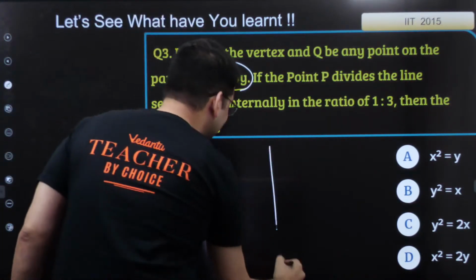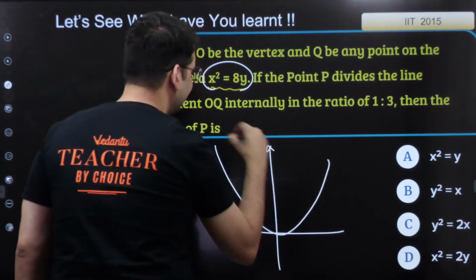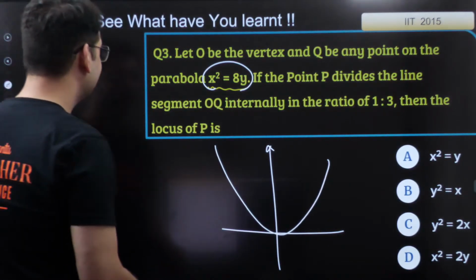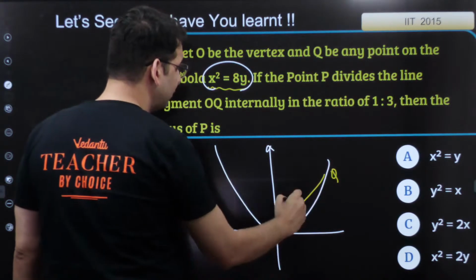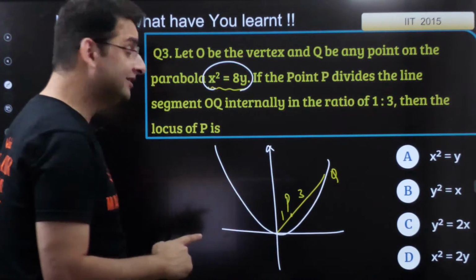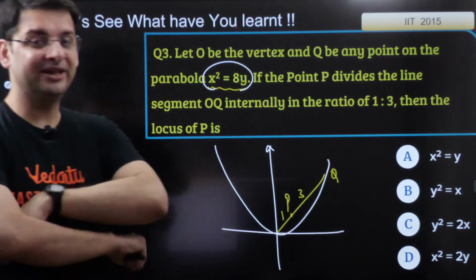So x square is equal to 8y. Point P divides the segment OQ in the ratio 1:3 internally. The parabola, mind you guys, is changed now. What is the locus of P? Can you apply the same thing here? Let's see.